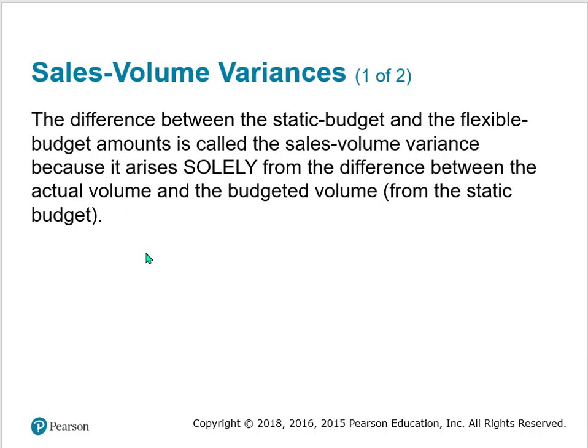So the sales volume variance is the difference between a flexible budget amount and the corresponding static budget amount. The flexible budget variance is the difference between an actual result and the corresponding flexible budget amount. So let's take a closer look at sales volume.